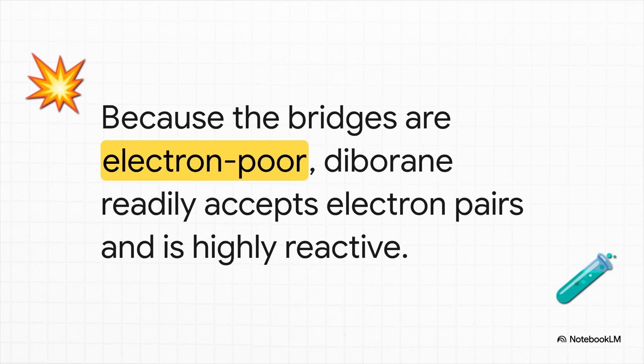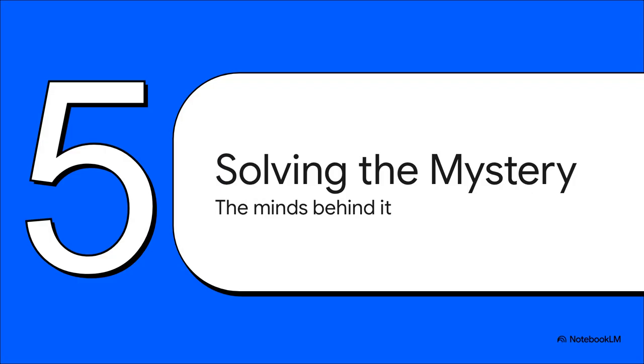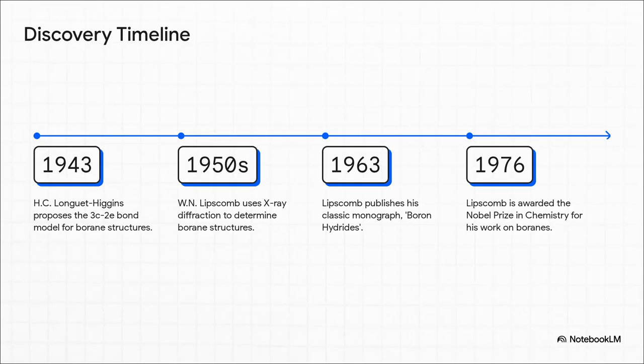Now, this elegant theory didn't just appear out of thin air. It was a genuine scientific mystery that was pieced together by brilliant minds over the course of several decades. The first really big idea came from H.C. Longuet-Higgins way back in 1943, who proposed this three-center bond model. But it was William Lipscomb who, starting in the 1950s, used these powerful X-ray techniques to actually see the molecule's structure, which proved the theory was correct. His work ended up systematizing the entire field, and yeah, it earned him the Nobel Prize in 1976.